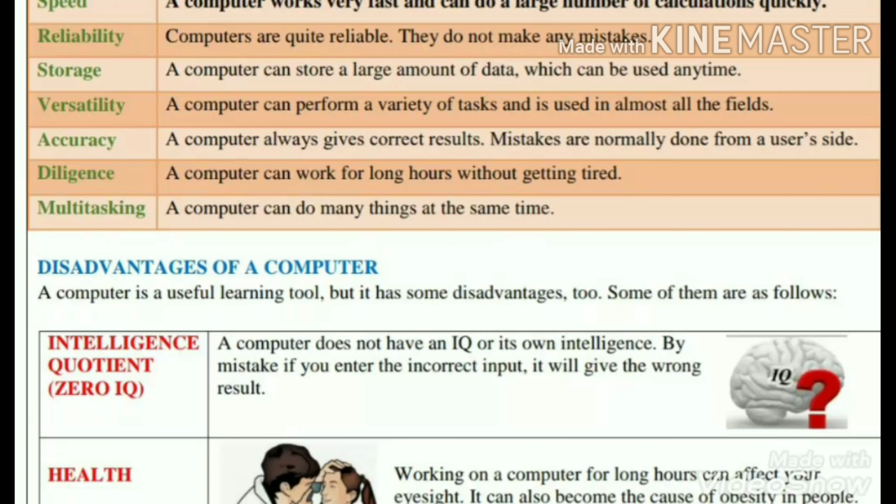But there are certain disadvantages also of a computer. We all know, right children? A computer doesn't have any IQ. If you give a wrong input, the computer will process a wrong output. So it is popularly known as garbage in, garbage out. And if you watch too much of the computer, it will affect our eyesight.